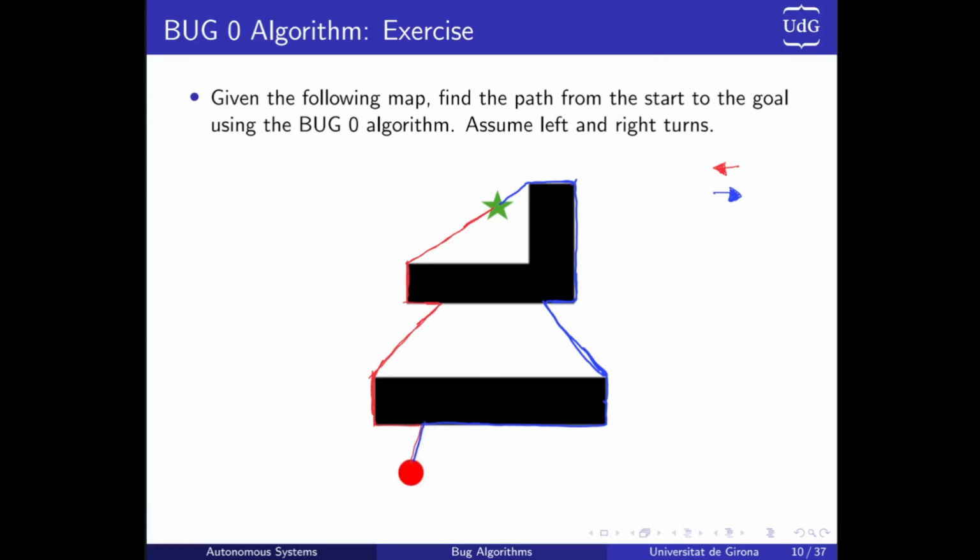Which is the best path? The red, the blue? Probably the red is a little bit shorter, no? But you never know that, okay? You have to select one at the beginning and stick with it. But both reach the goal, then it's fine.